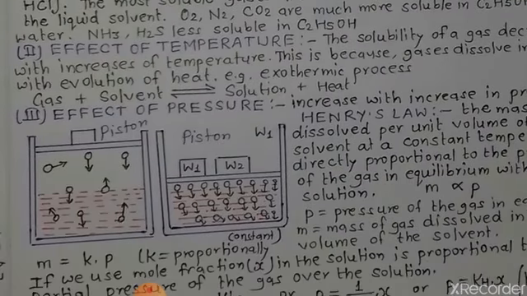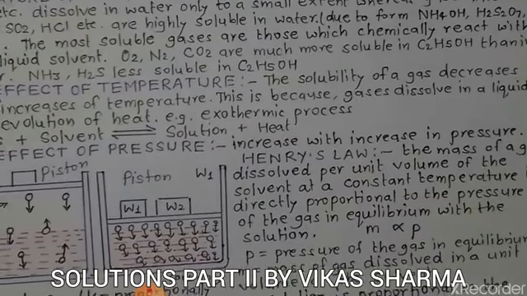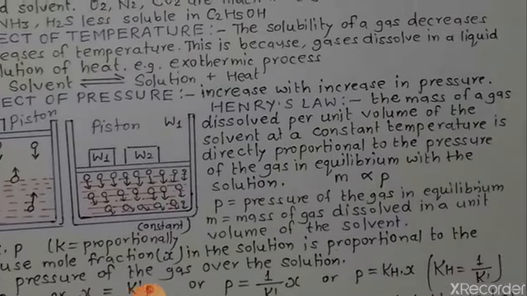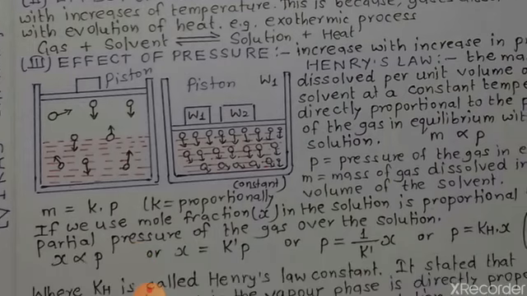The next and the main factor is the effect of temperature. The solubility of gas decreases with increase of temperature. This is because gases dissolve in liquid with evolution of heat, meaning it is an exothermic process. Always, when a gas dissolves in a solvent, heat is evolved. It means when we raise the temperature, it affects the solubility of gas. Low temperature is best for dissolving a gas. If we want to dissolve a gas at a high temperature, it does not work well.